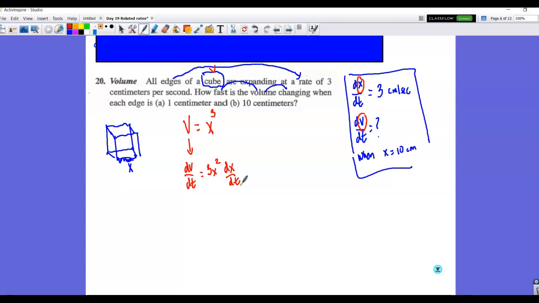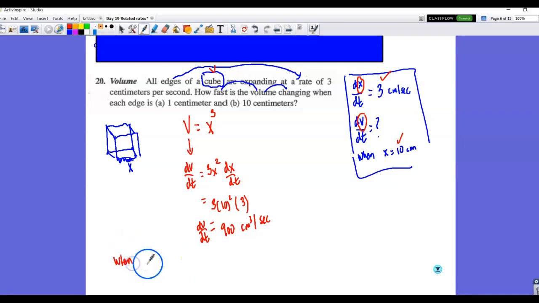Now I can substitute the numbers that I do know. So I know that the rate of change of the edge is 3 and x is equal to 10, so that's 3 times 10 squared times 3. 10 squared is 100. 100 times 3 is 300. Times 3 is 900. What were we finding the rate of change of? Volume. What is volume measured in? Cubic units. So this would be centimeters cubed per, what was our time? Second.